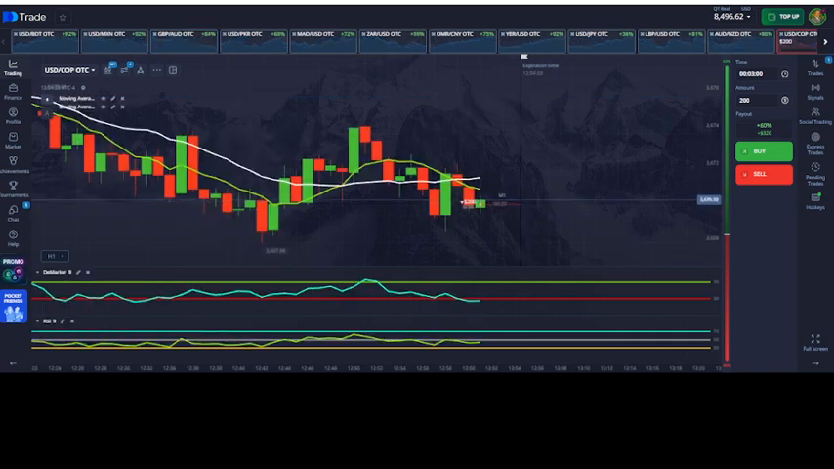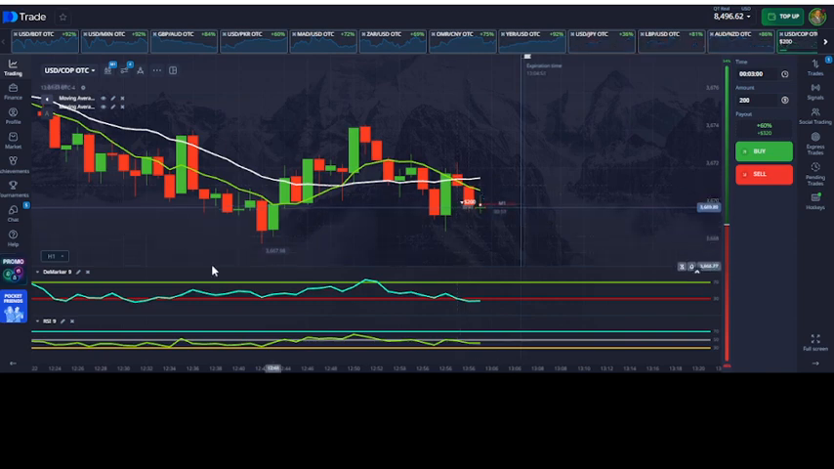Okay, so I'm back on the USD COP OTC pair, and I just took a short trade at this level here. And the reason why I took the short is we see here the green fast SMA line crossing over the slower SMA line here in a downward direction.